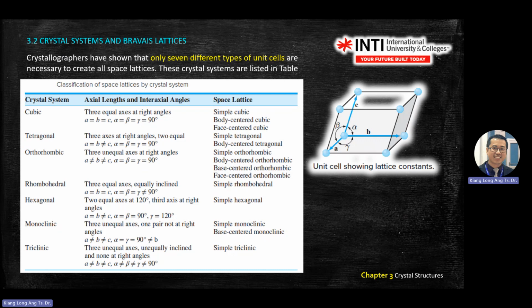So you calculate, then you get some values. For example, A equal to B but not equal to C, alpha and beta 90 degrees, gamma 120 degrees, then it becomes hexagonal. For this chapter, you only study these four crystal structures.